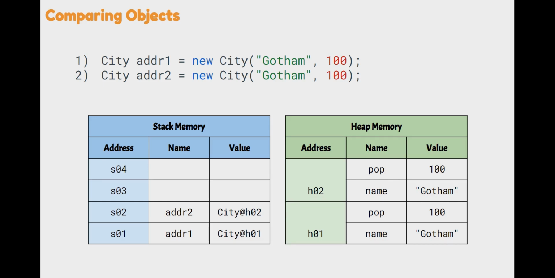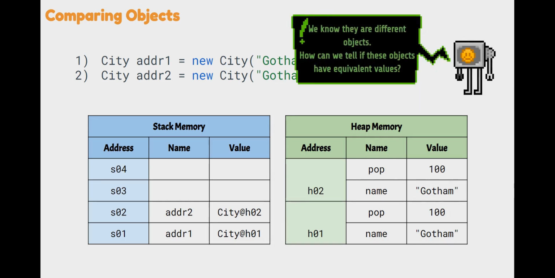have a population of 100, we know that they are different objects. If we look in stack memory, we are pointing to two different locations in heap memory. We have a city at heap 01 and we have a completely different city at heap 02. We know they are different objects, but sometimes we want to know if these objects have equivalent values, which they do. They both have the same name and they both have a population of 100.